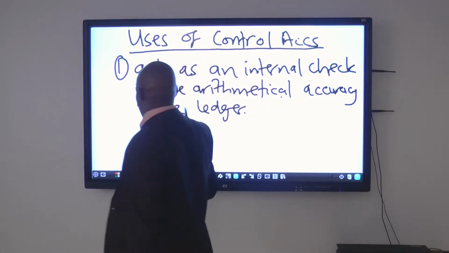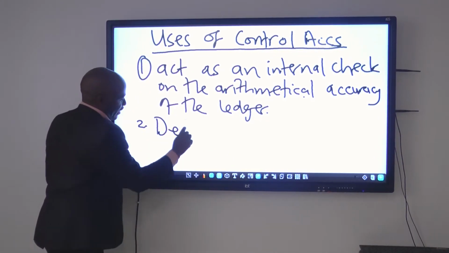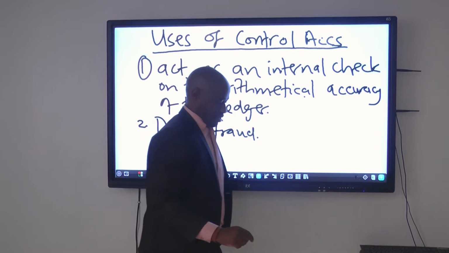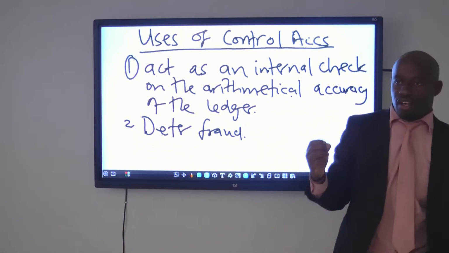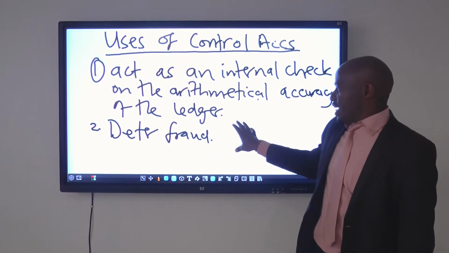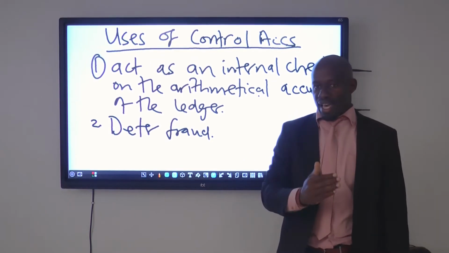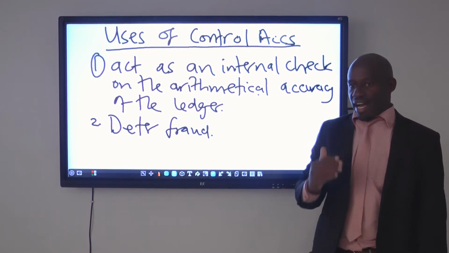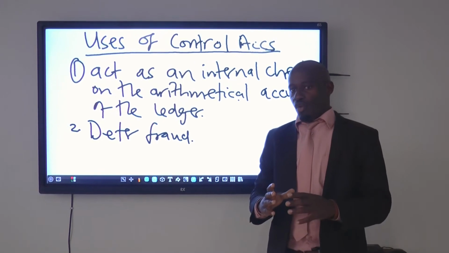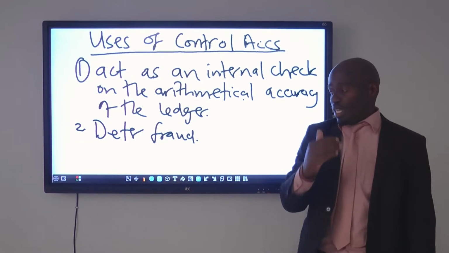Good. Now, use number two is to deter or minimize fraud. How do we do that? We deter fraud simply because we have two separate persons, one who prepares the debtors ledger and the other who prepares the debtors ledger control account. That's an internal check which ensures that we minimize fraud.